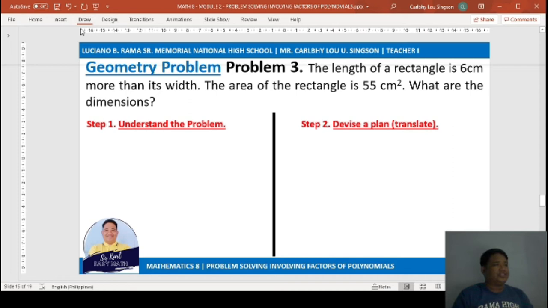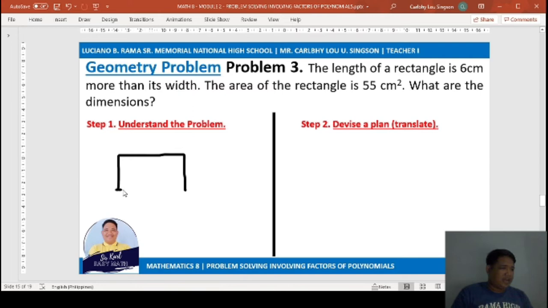Now, when it comes to a geometry problem, for us to understand the problem, we try to draw the shape or the figure so that we can somehow understand the problem. Step one, understand the problem. So there is a rectangle. Let me draw a rectangle here.